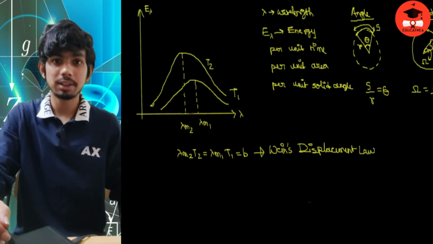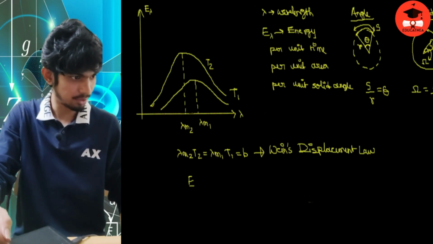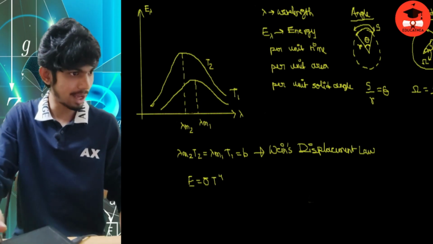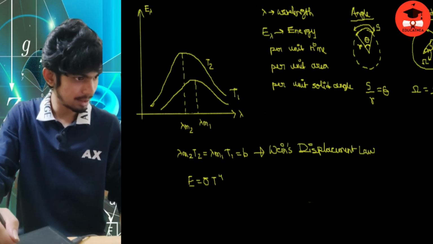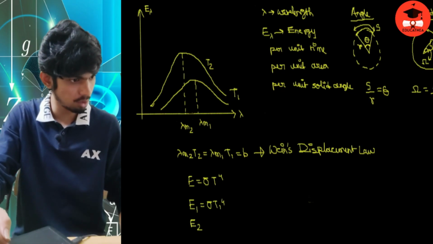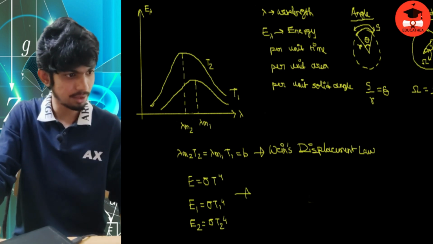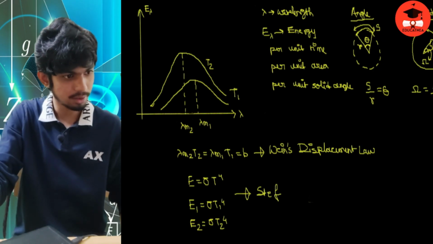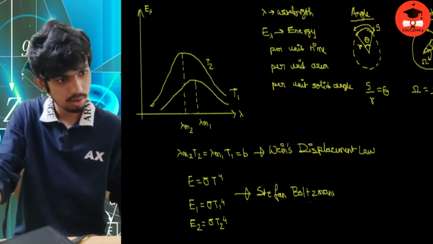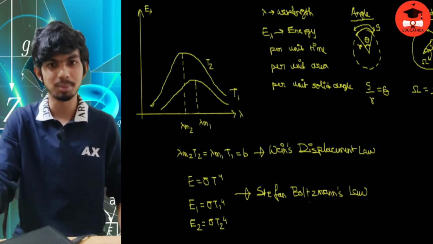And now if you calculate the total area under these curves, then you will get the total energy, and that will be written as equal to sigma into T to the power 4, where sigma is a constant. If you calculate the area under the first curve, you will get the total energy E1 equal to sigma into T1 to the power 4, and for the second curve E2 equal to sigma into T2 to the power 4. This is basically the famous Stefan-Boltzmann law. This was discovered independently by both Stefan and Boltzmann.